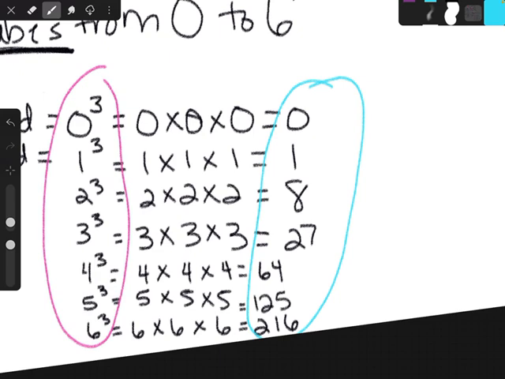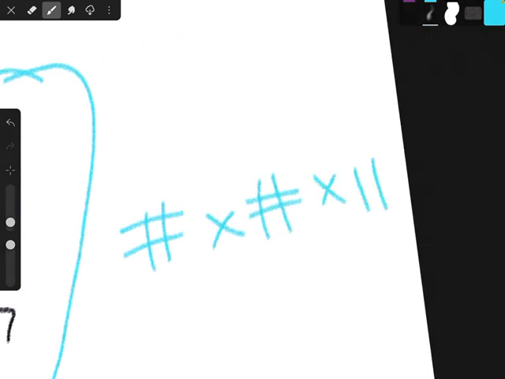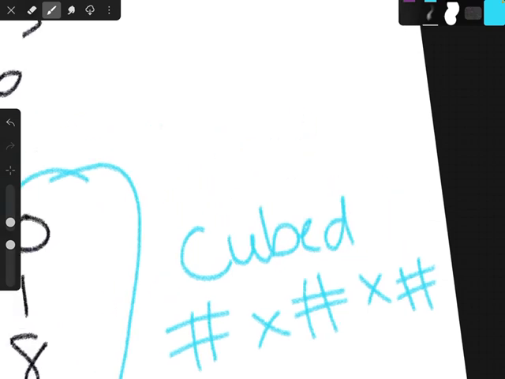All right, so that is what a cube is, okay? So when we say find the cube root, we want 3 numbers. Number 1, number 2, number 3. This is what cubed means. So when we do cube root, which looks like this, and there's a number inside of here, okay?